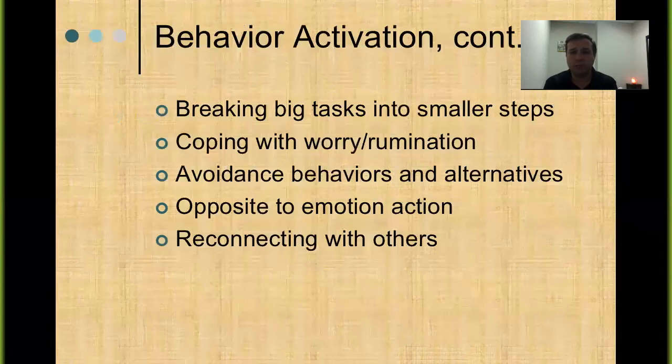Coping, worrying with rumination. We talked a lot about avoidant behavior. We talked about the George Costanza rule, the opposite to emotion action. If you're feeling like taking aggressive action, take more passive action, try that out, see what the results are, come back and report. And then we did a lot of reconnecting with other people within the community.